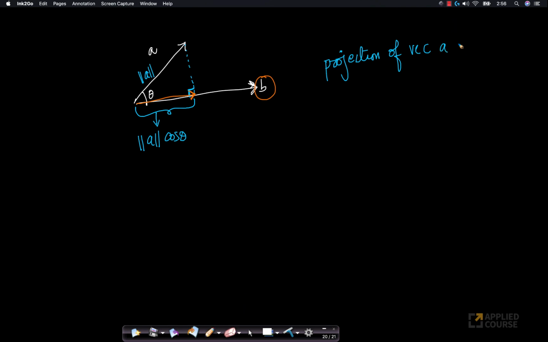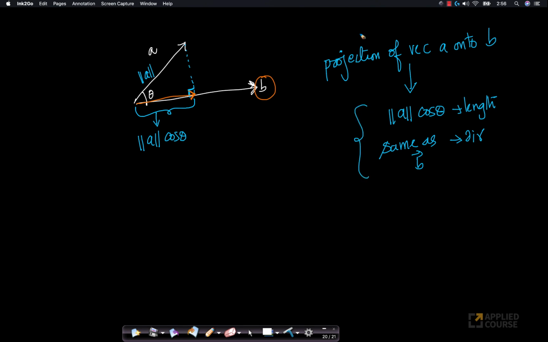This is said to be a projection of vector A onto B. So what is the projection of vector A onto B? It's a new vector of length A cos theta. This is the magnitude, the length of this vector. And what is the direction of the new vector? The direction of the new vector is the same as your vector B.